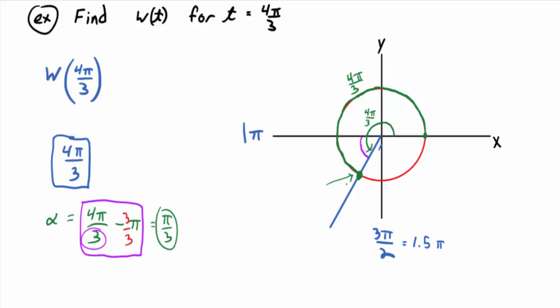This point is the output of W of 4 pi thirds. That's really all we've learned so far as the wrapping function goes. So if you can find that point, you've got your output.